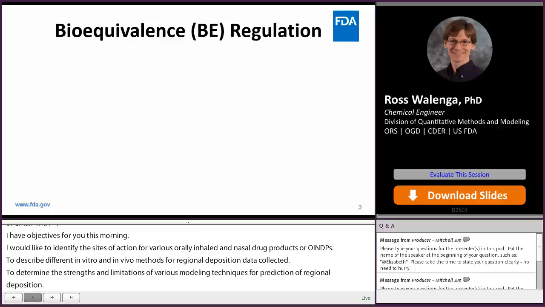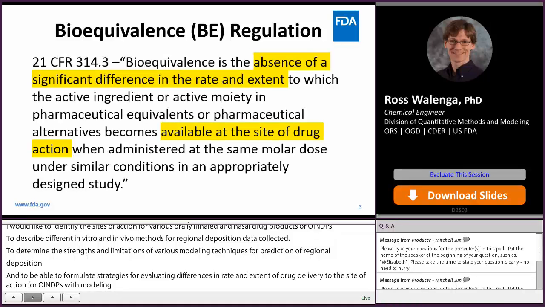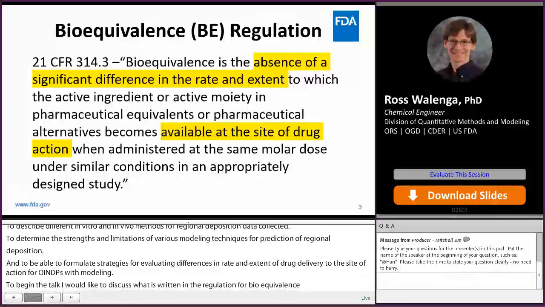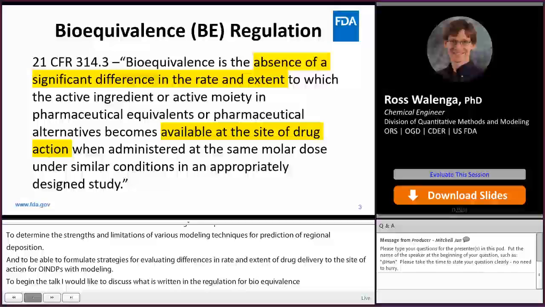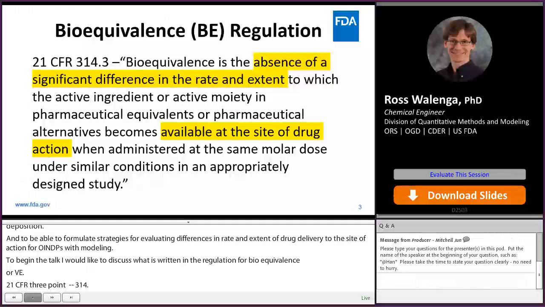So to begin the talk, I'd like to discuss what is written in the regulation for bioequivalence, or BE. In 21 CFR 314.3, it states, bioequivalence is the absence of a significant difference in the rate and extent to which the active ingredient or active moiety and pharmaceutical equivalents or pharmaceutical alternatives becomes available at the site of drug action when administered at the same molar dose under similar conditions in an appropriately designed study.